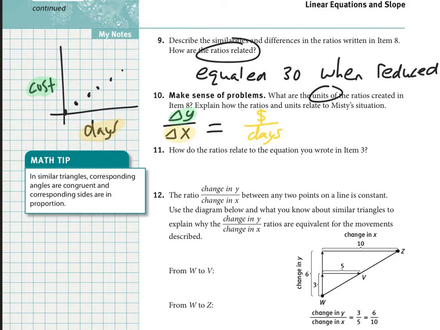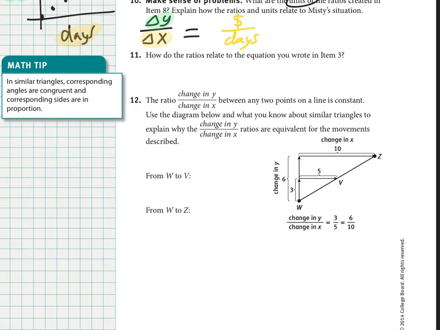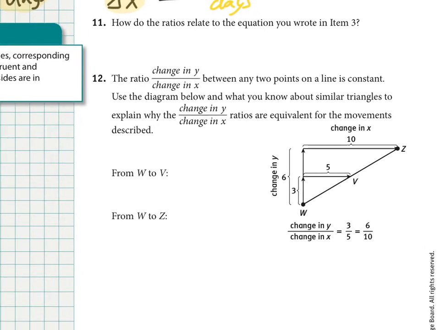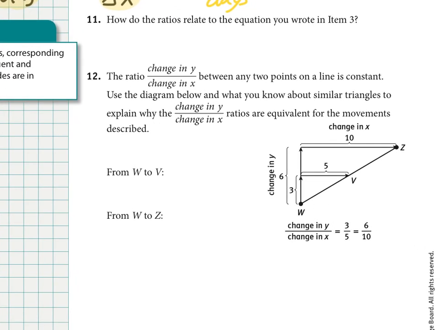All right, so the last thing we can look at, this ratio of change in y, and we saw this. The ratio of change in y over change in x between any 2 points on a line is constant. It means it never changes. Let's use the diagram below and what we know about similar triangles to explain why the change in y over change in x are equivalent. So imagine here's our line. From W, it goes through point V and goes through point Z, and a line will keep going, of course.